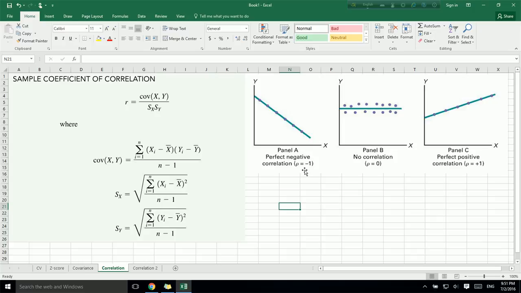So for the population data, the coefficient of correlation is represented by this Greek symbol rho, and for the sample data, it's represented by small r. And the formula for coefficient of correlation is covariance of x and y divided by standard deviation of x times standard deviation of y. Now let's move on to an example.